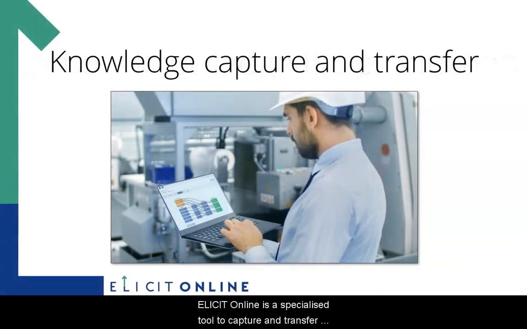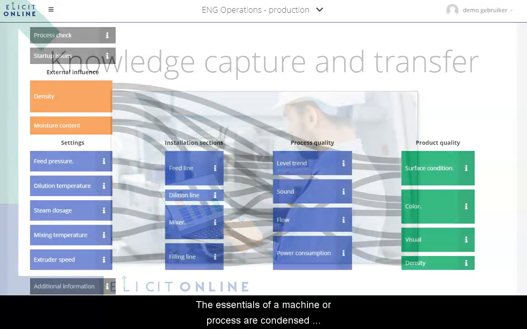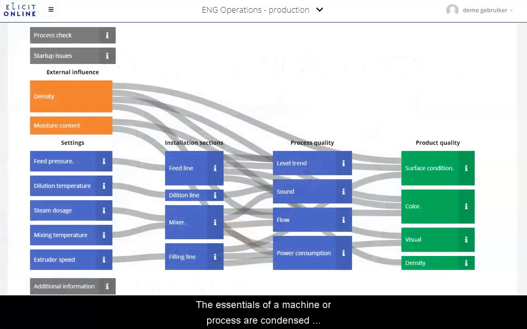Elicit Online is a specialized tool to capture and transfer knowledge for the process and manufacturing industries. Our solution is an online platform to capture the valuable know-how of your experts and present it to colleagues ready for use. The essentials of a machine or process are condensed into a single overview.